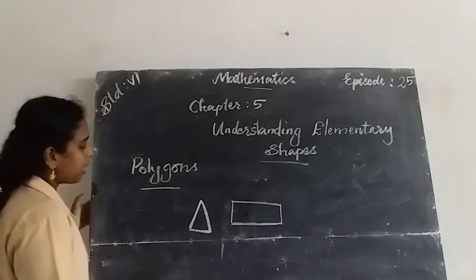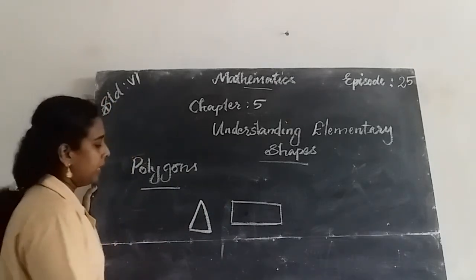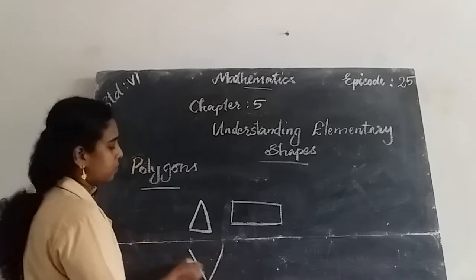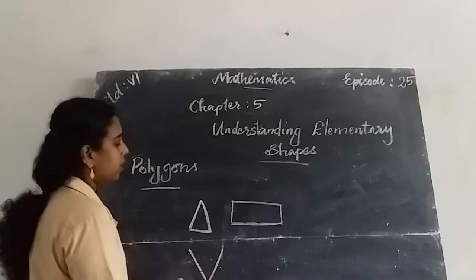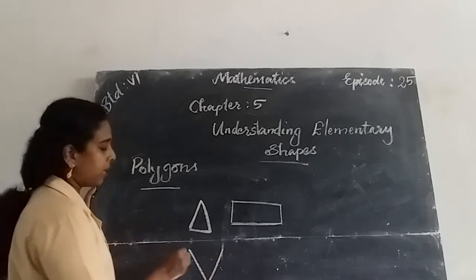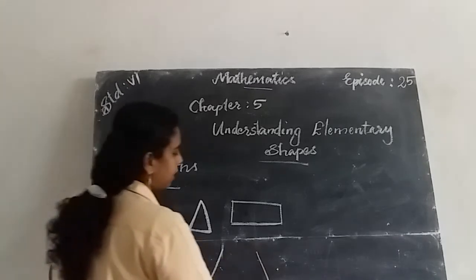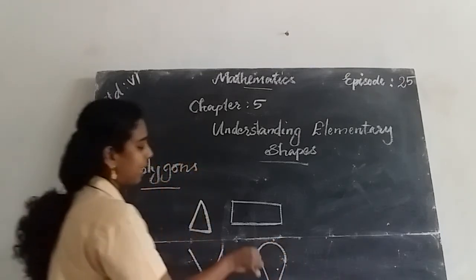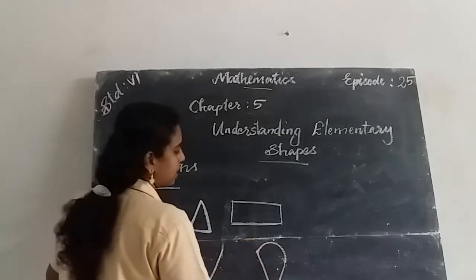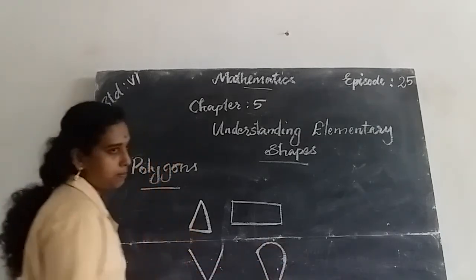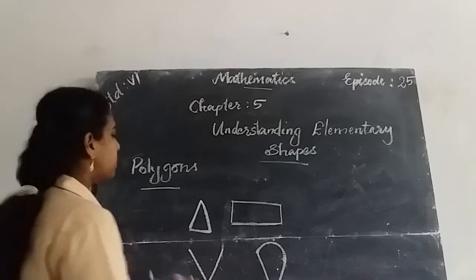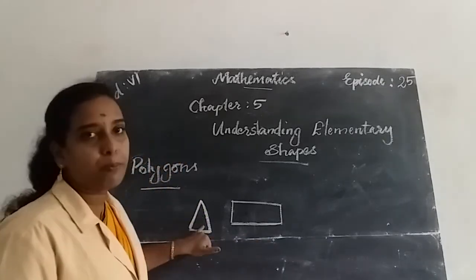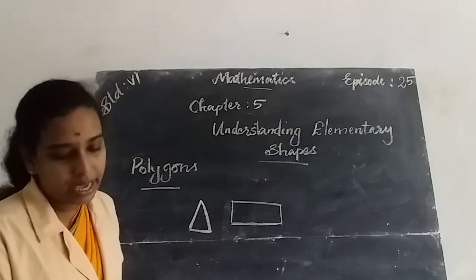A polygon with two sides is not possible. If we draw a figure like this, it contains two sides. It is not a polygon because it is not closed. Another figure is also not a polygon because it is not entirely made up of line segments. These two sides are line segments, but the other is not a line segment. So polygon means a figure that is entirely made up of line segments.